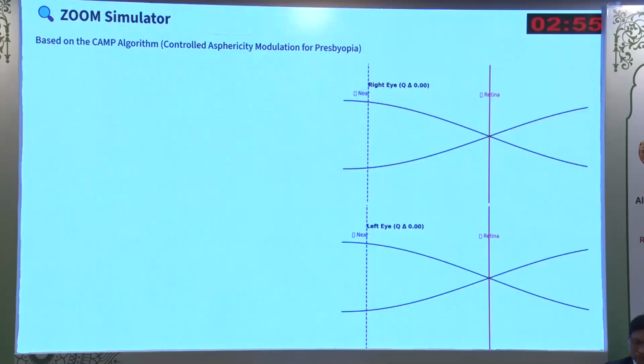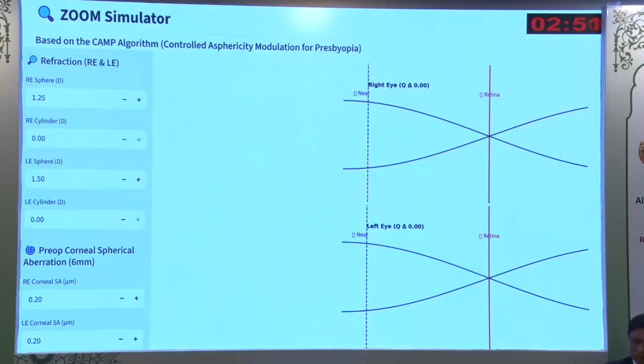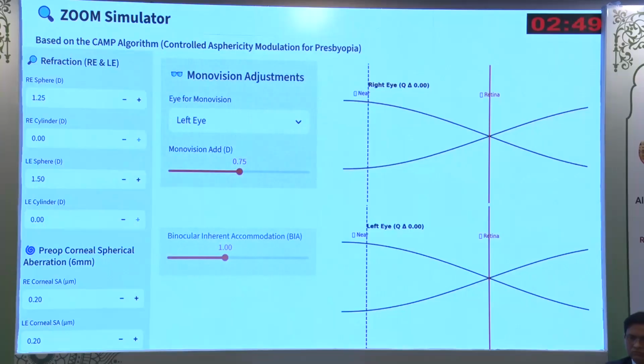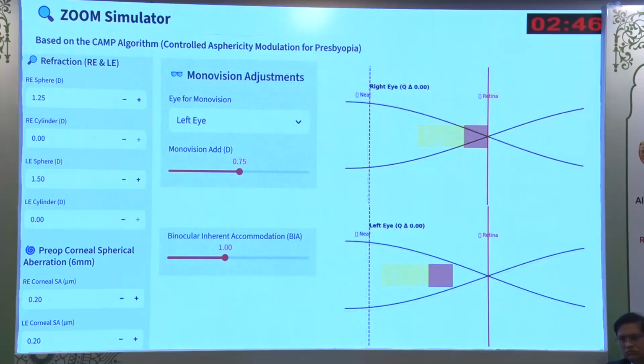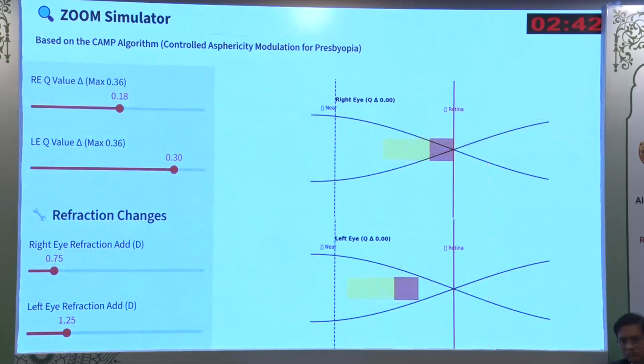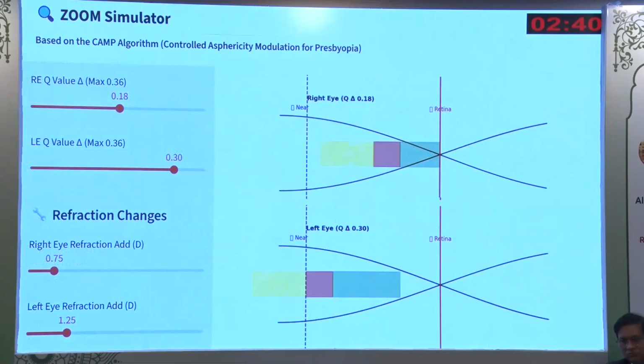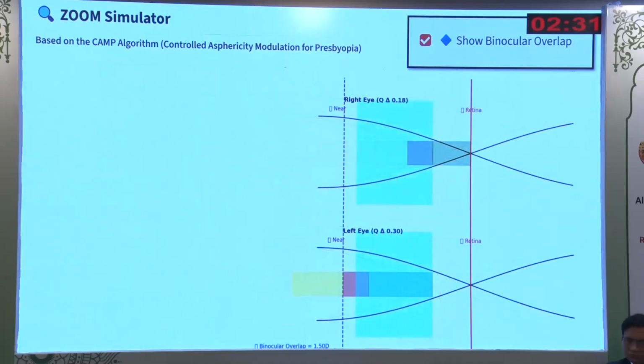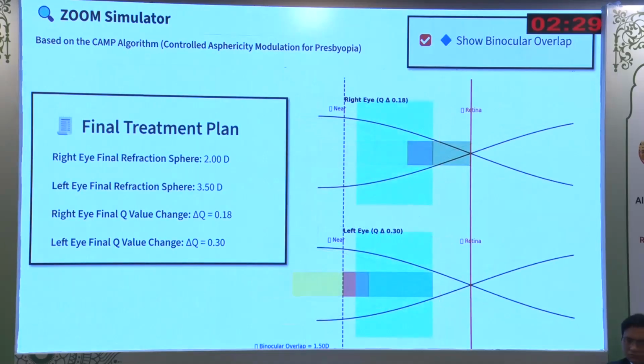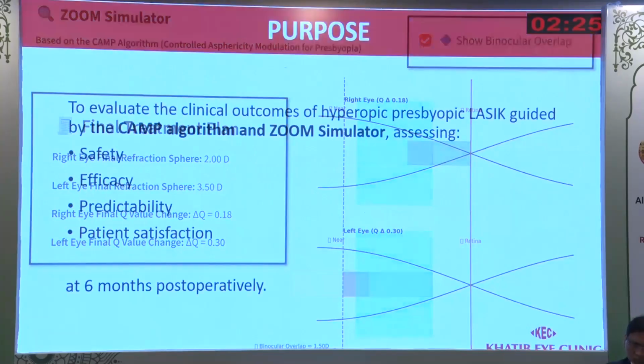The simulator basically shows you ray diagrams, and based on these ray diagrams, you can feed in all the data. Once you feed in the data, it will show you on the ray diagram how much depth of focus is being induced. And then you have these bars to change the Q value. Once you change the Q value, you get the maximum depth of focus you can do for the distant dominant eye and near dominant eye. And using these guidelines, we can then modify the refraction. So the software tells you the final refraction to put in the right and left eye, and the final Q value you have to change.